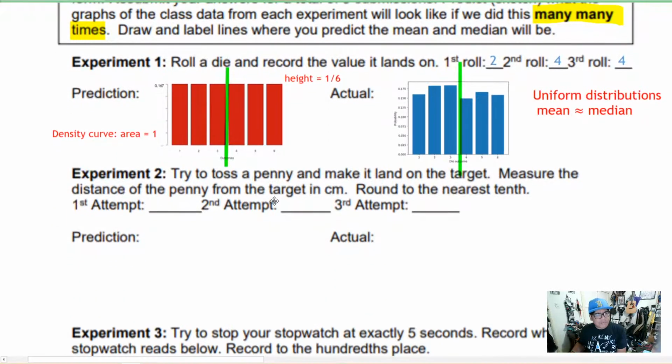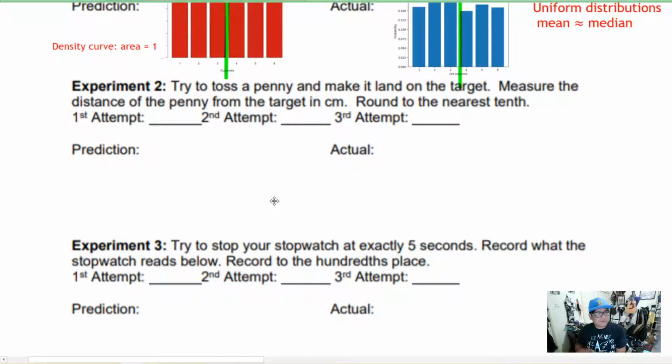So let's move on and take a look at experiment 2. We're going to try to toss a penny and make it land on the target. This is something that we did in class a few times, and the results kind of look like this. In the ones we do in class, we try to toss a penny into a circular target that's about 50 centimeters away from the person tossing. This is a result from one person. The first time they did it, they got a 59. The second time, a 63. The last time, they got a 60.